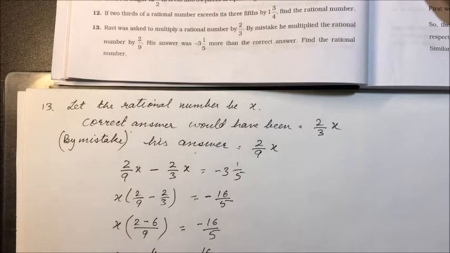Either we can cancel the sign here, or we can write it here: x equal to minus 16 upon 5 divided by minus 4 upon 9.